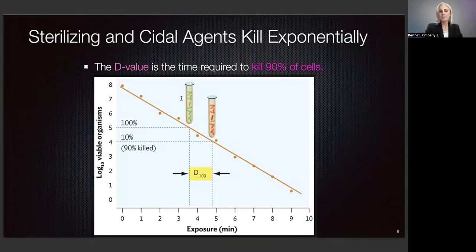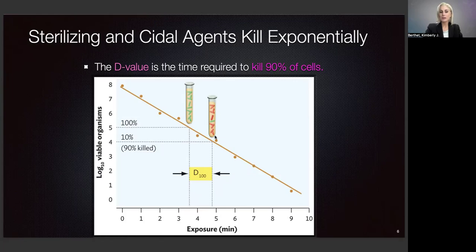Let's look at sterilizing and cidal agents and how we can use them to kill exponentially. We use a measure called the D value, which is when we can kill 90% of the cells. Looking at this graph, on the x-axis, we have exposure time. On the y-axis, we have viable organisms. So here we can see this test tube with all of the organisms in green. Here, the viable organisms, we're at 100%. We have all the organisms living there.